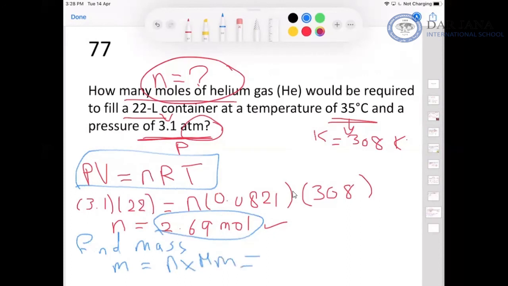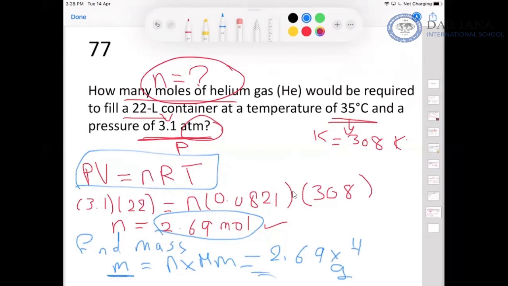So if the question was find the mass of helium instead of finding the moles of helium, you still have to calculate the moles first. And after finding the moles, you're going to apply this formula, mass equals mole times molar mass. So it would be 2.69 times the molar mass of helium, which is 4, and then you will find the answer in grams.